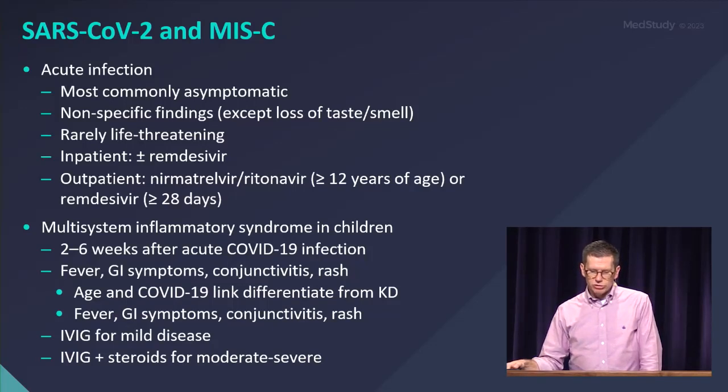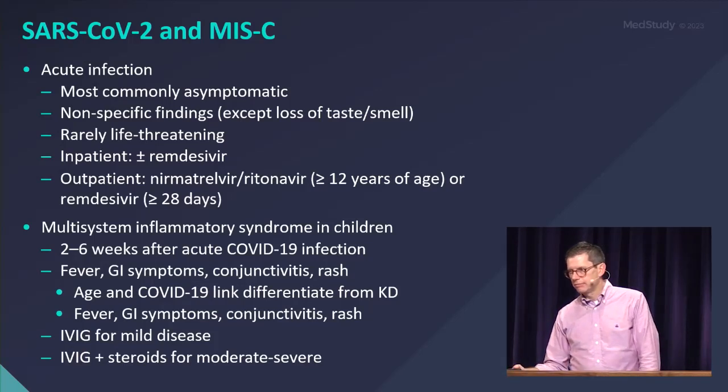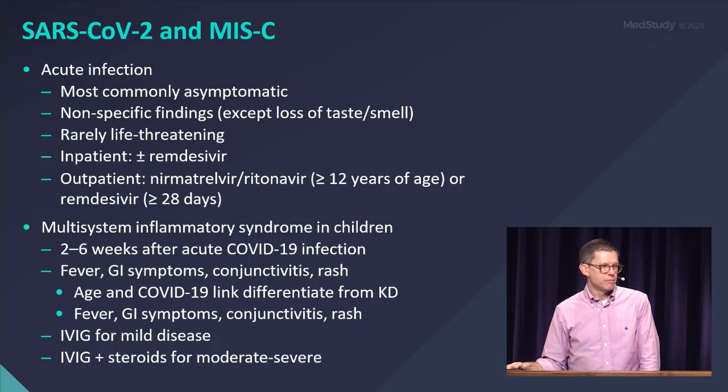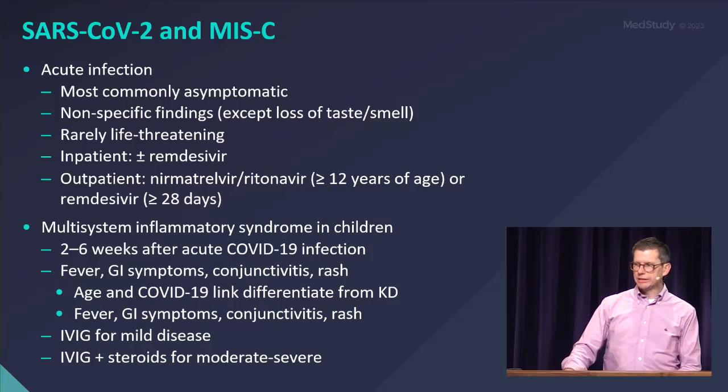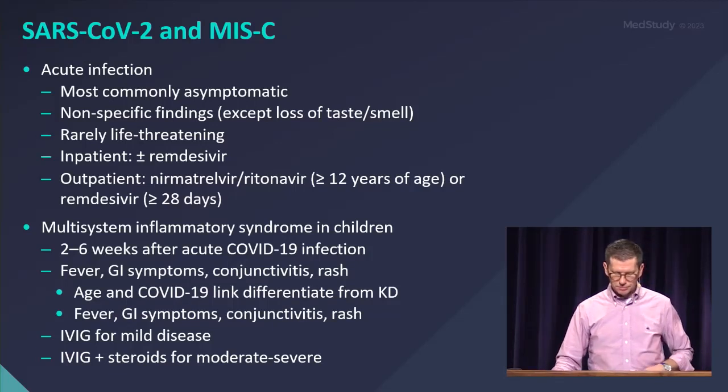Multisystem inflammatory syndrome in children is usually 2 to 6 weeks after acute COVID-19 infection, where you'll have fever, GI symptoms, conjunctivitis, and rash. Usually the age, such as in this vignette, and then COVID-19 will differentiate it from Kawasaki disease. Now, can you have a 4-year-old who had recent exposure to COVID-19 have MIS-C that looks exactly like Kawasaki disease? Yes, but the boards are going to try to differentiate that for you. For MIS-C, we give IVIG for mild disease, and then we add steroids to that for more severe disease.